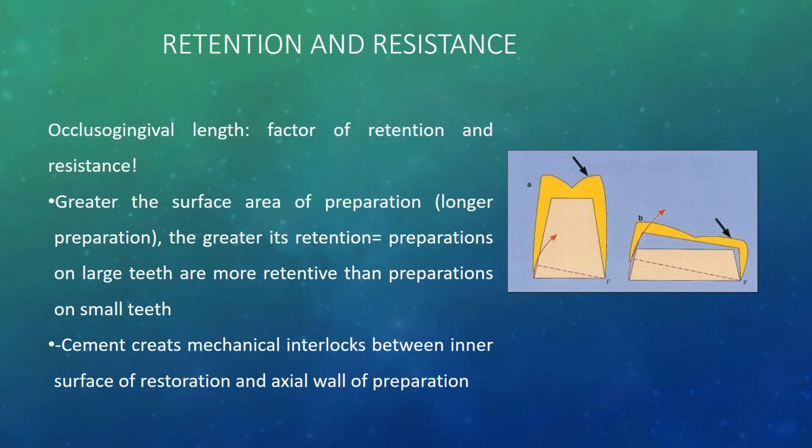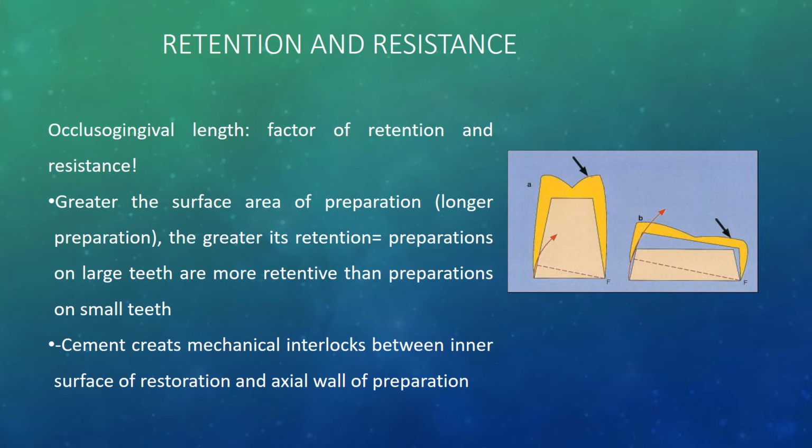Coming to retention and resistance: occlusal-gingival length is an important factor of retention and resistance. The greater the surface of preparation, the longer the tooth, the greater the retention. Preparations of large teeth are more retentive than preparations of small teeth. Cement creates mechanical interlocks between the inner surface of the restoration and the axial wall of the preparation. So at the end, if you incorporate all the features, the cement is going to enhance the retention by interlocking and giving mechanical retention.